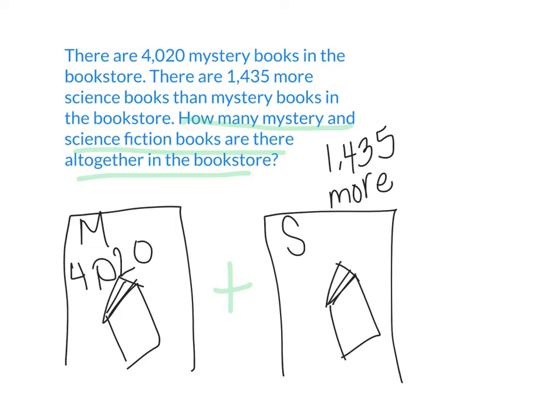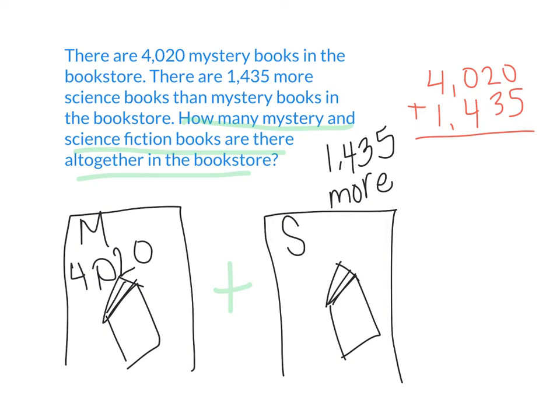Do I want to take 1,435 and maybe, since there's more, add it to 4,020? What do you think, Mrs. Mascari? Yeah, that sounds right. Yeah, so 4,020 mystery books. There's 1,435 more science books. So we're going to add to figure out how many science books there are.